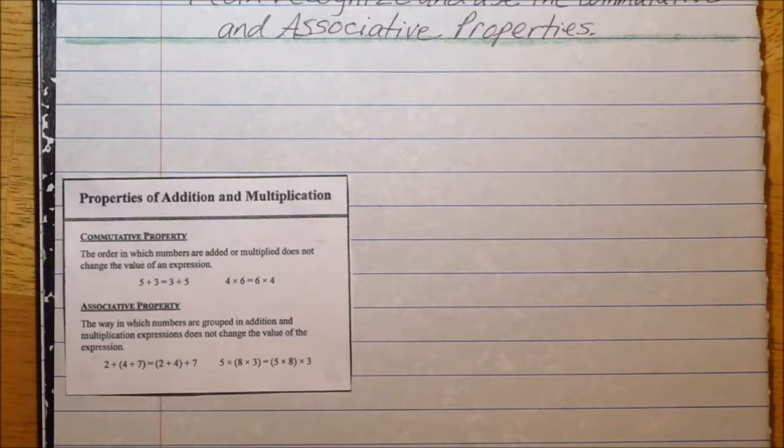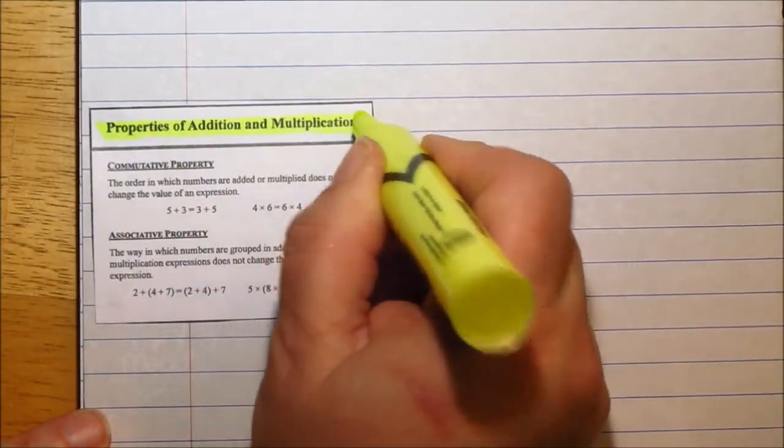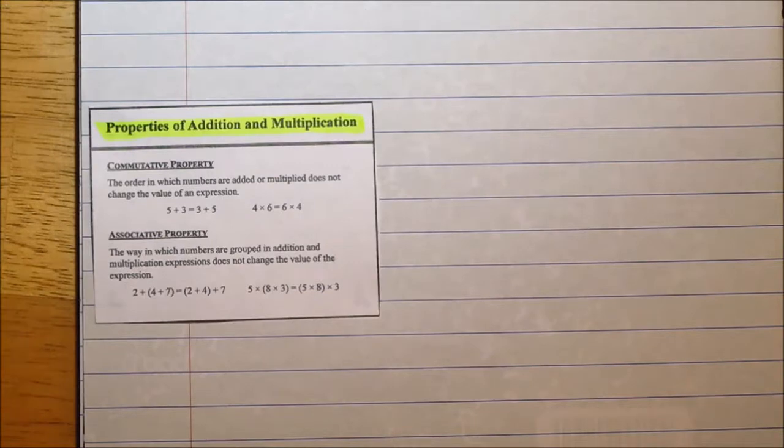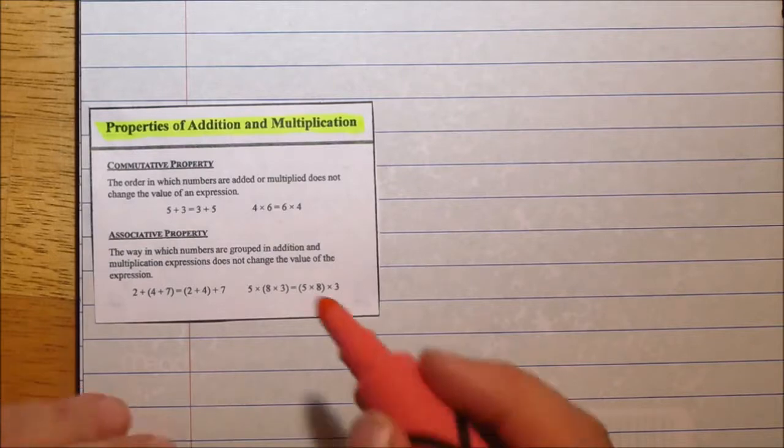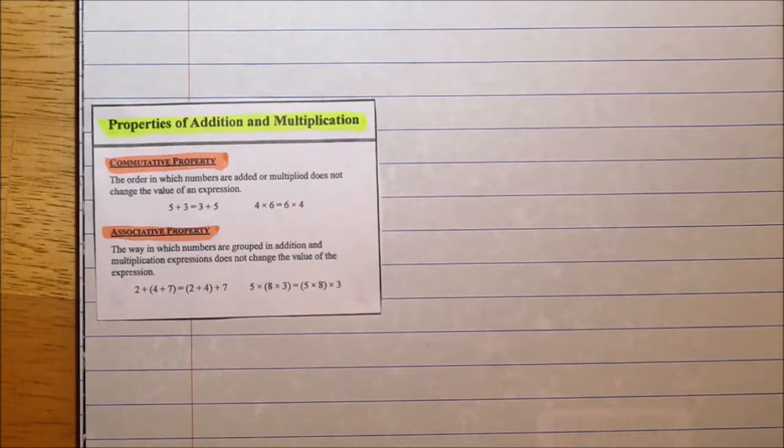Okay, that should be dried. Yellow highlighter. We're talking about properties of addition and multiplication. Because these two properties we're talking about, commutative and associative properties, only apply to addition and multiplication. And that'll become pretty obvious here in a minute. All right, so I want you to go ahead and highlight commutative property in pink and associative property in pink, and then we'll talk about what those mean in a minute.